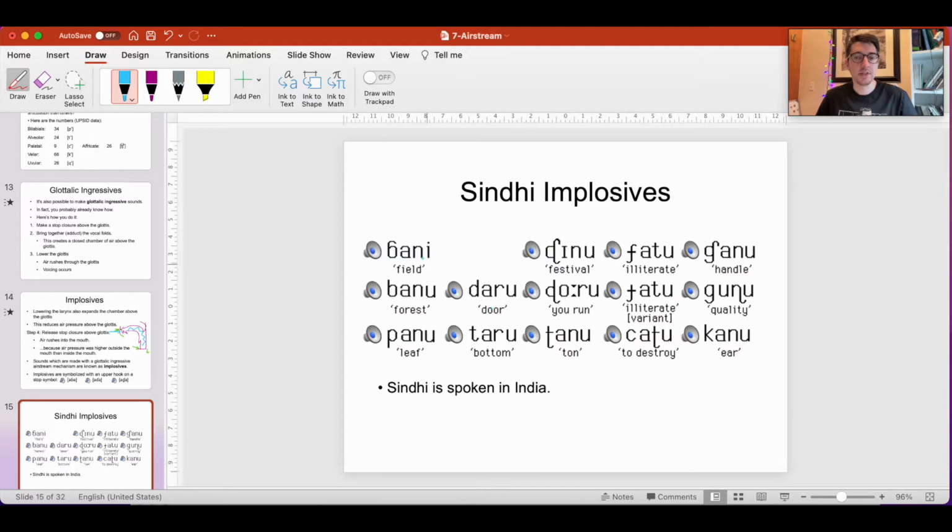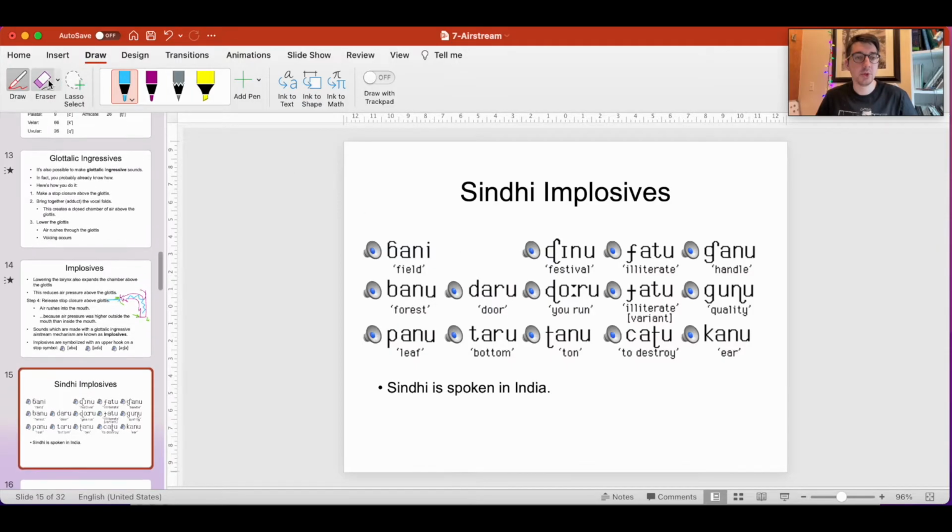So let's now hear the Sindhi implosives. Sindhi is also a language spoken in India, and those languages have a lot of implosives in general.